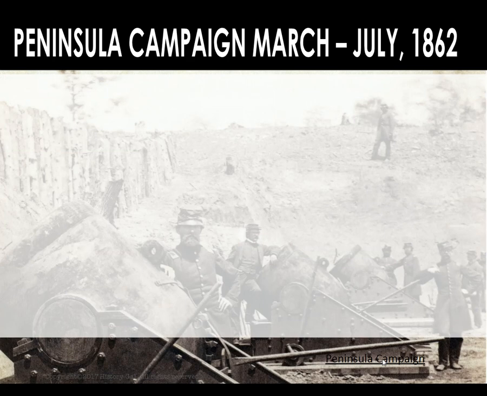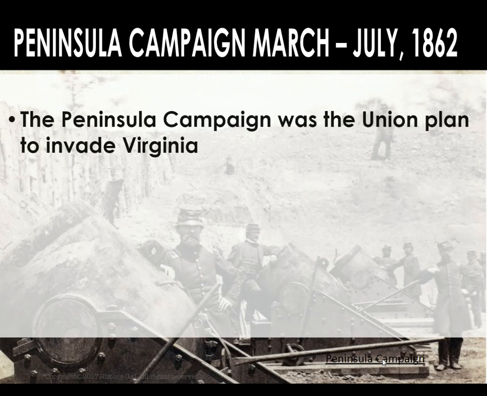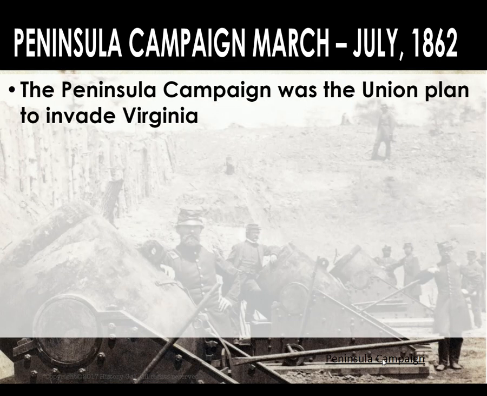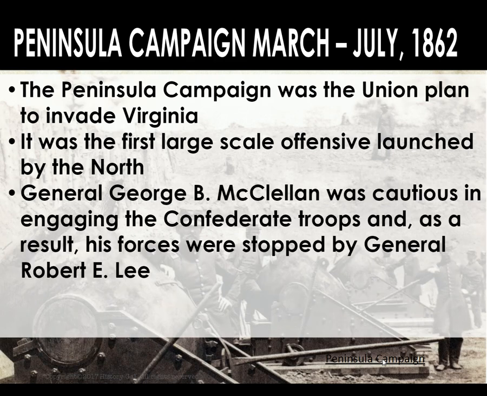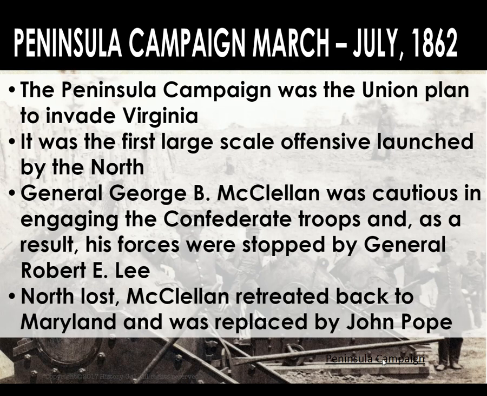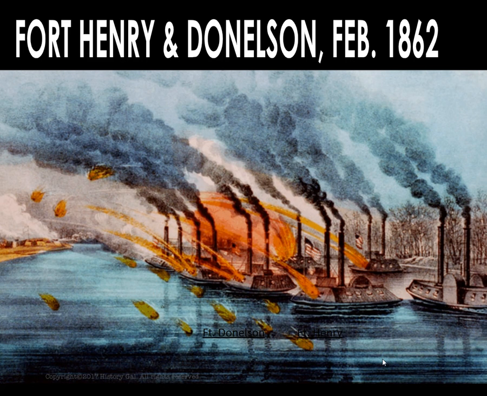Let's go back to the regular war, or the normal regular war between the North and the South. The Peninsula Campaign was a Union plan to invade Virginia. It was the first large scale offensive launched by the North. General George McClellan was cautious in engaging the Confederate troops, and as a result, his forces were stopped by General Robert E. Lee. Again, Abraham Lincoln is not a fan of George McClellan. The North is going to lose. McClellan retreated back to Maryland and was replaced by John Pope.